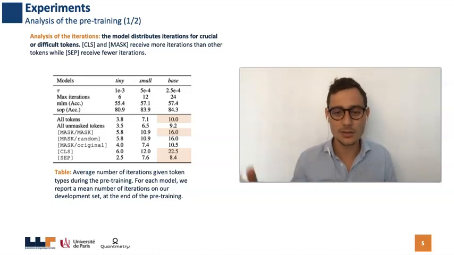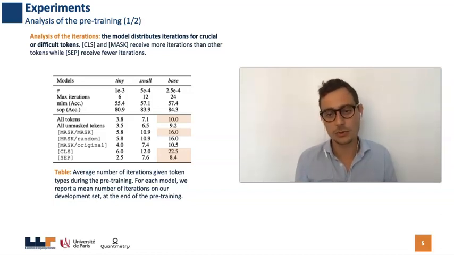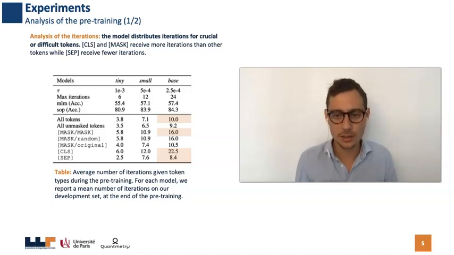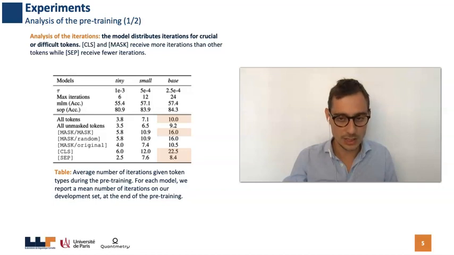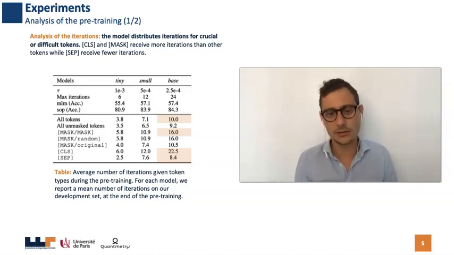First, we present how the model adapts its depth during pre-training. We pre-train models with various configurations and observe the mechanisms during the pre-training in the presented table. We observe that the model iterates more on tokens that are either crucial for the pre-training task or present a certain level of difficulty.